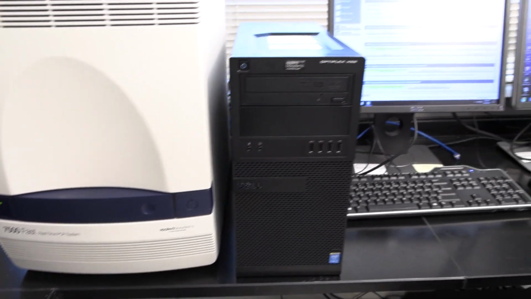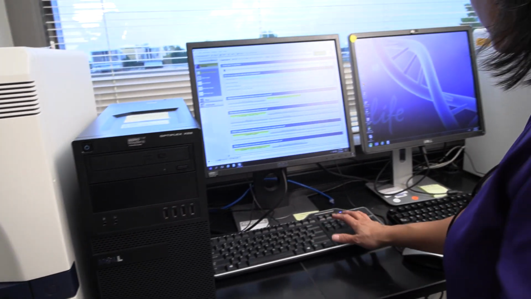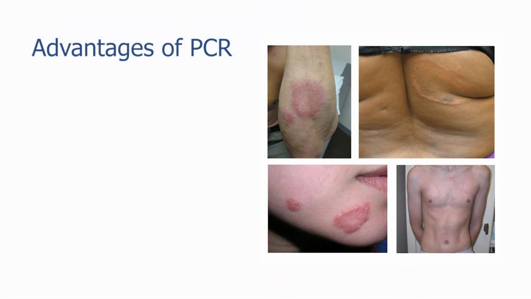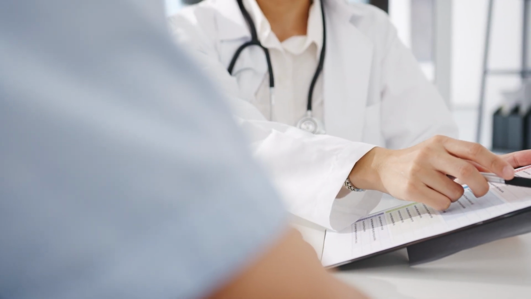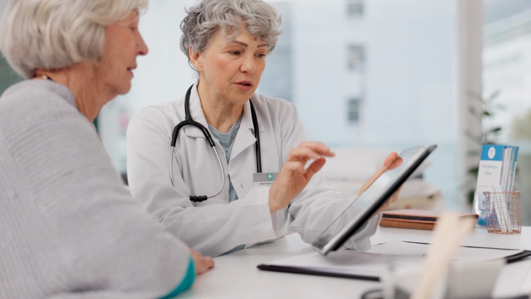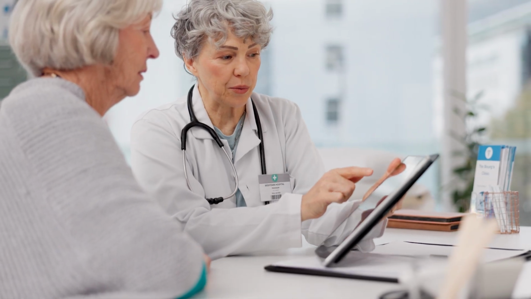The PCR test is especially useful in diagnosing challenging cases with low bacterial loads, such as paucibacillary and pure neural cases of Hansen's disease, as well as atypical presentations. PCR test results can help clinicians and patients to make informed decisions regarding Hansen's disease treatment and management.